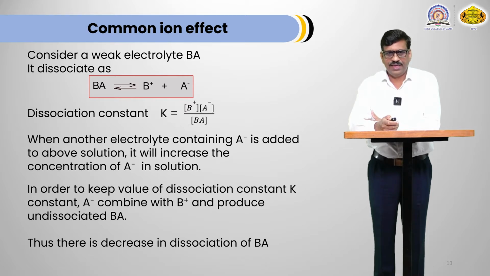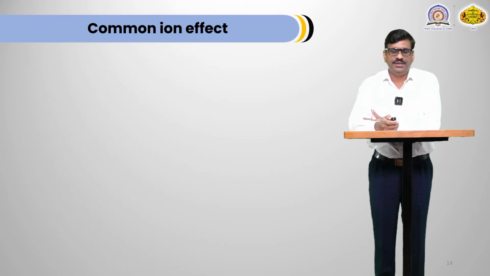Our initial salt, that is BA, contains B+ and A-. Now if another electrolyte that also contains A- is added, it dissociates, and because of that the concentration of A- in solution increases. In order to keep the value of the dissociation constant K constant, some A- combines with B+ to produce undissociated BA. Thus, there is a decrease in dissociation of BA. This is called the common ion effect. This common ion effect can be explained by taking this example.